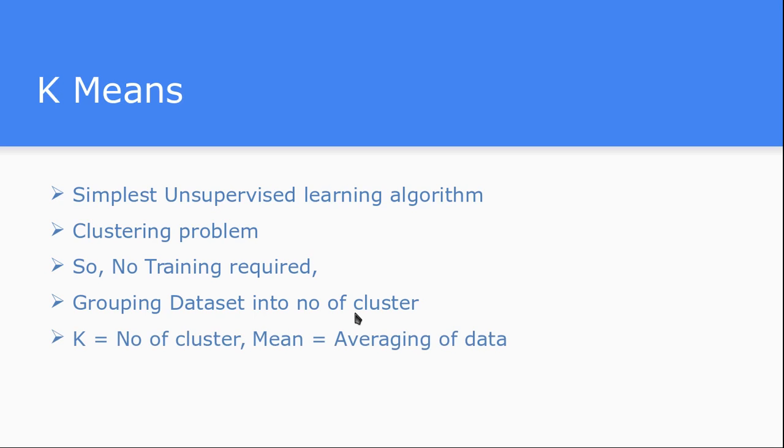Now what is K and what is means? K is nothing but the number of clusters you will provide to the K-means clustering algorithm, and means is nothing but the averaging of data. So this K-means clustering algorithm works on averaging of data and keeps shifting the averaging, or the mean value, or the centroid of the data. That's how it works. Now let's define the actual problem statement of the K-means clustering algorithm.